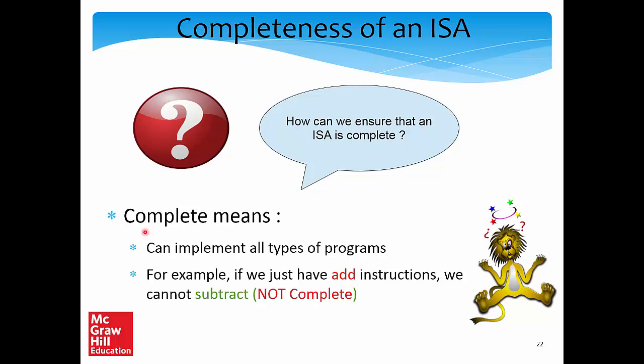This particular subsection of the book and this particular part of the lecture deals with the following aspect. How do we ensure that an ISA is complete, which means it can implement all kinds of programs? Let me give an example. Let us assume that we just have add instructions. If we just have add instructions, can we subtract? Can we compute 5 minus 3? The answer is no. But if we just have subtract instructions, we can definitely subtract, but can we also add? The answer is yes.